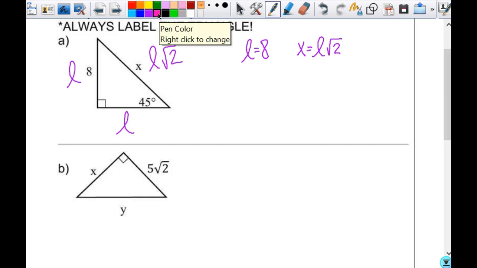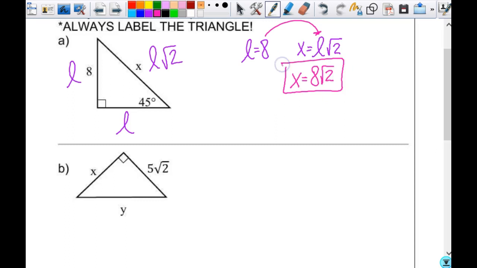Okay, so then you look at your equations. This one has 2 variables. This one has 1 variable. You have to start here. Well, I don't even have to solve anything in this particular problem with this. L is just equal to 8. So I substitute that in there. And what does X equal? 8 square root of 2. Okay? That's it. Because, look, this is L, L, L square root of 2. So isn't this 8, 8, 8 square root of 2?